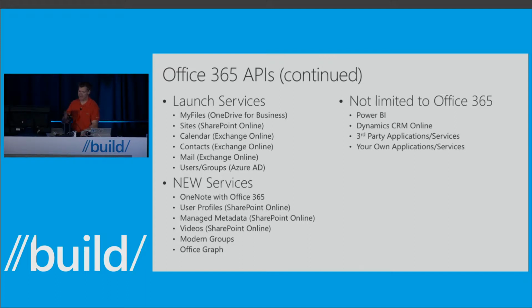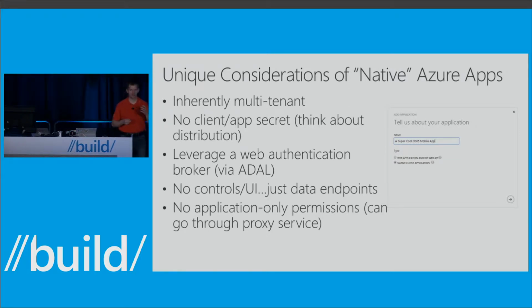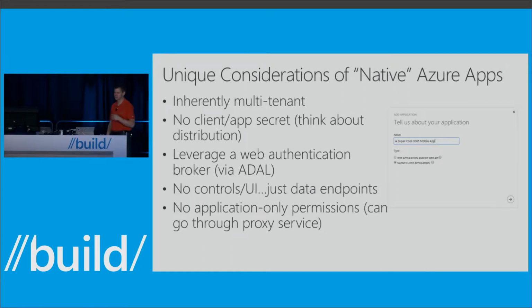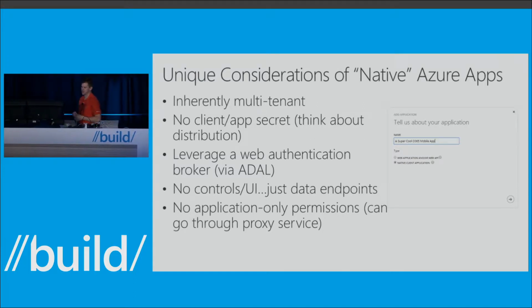So that's kind of the groundwork around Azure Active Directory and how it plays with Office 365. One important thing to talk about here is what's unique about native apps. So when you go and create an app inside of Azure Active Directory, you have a choice. You can create what we call a web app or a native app. And there are some key differences in a native app. So if you've ever worked with these before, there are a few things you're going to need to know.